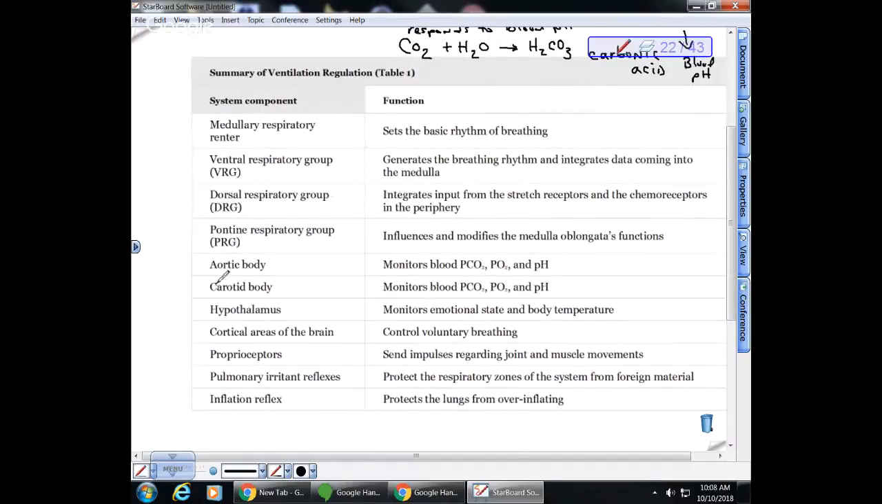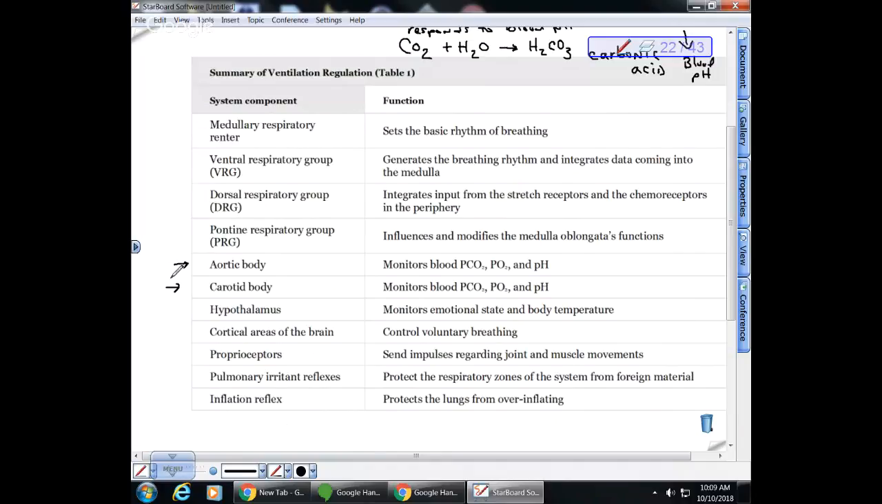Okay, so you'll notice that there are other parts of this that also can affect breathing. So for example, here we have receptors that are located in the aorta and also in the carotid. So that would be the carotid artery that is delivering blood to the brain. And so those are going to measure the concentration of carbon dioxide and the concentration of oxygen and pH. And then we also have the hypothalamus, which is that fight or flight response, fear, emotions. And so that can also cause you to increase your breathing rate.